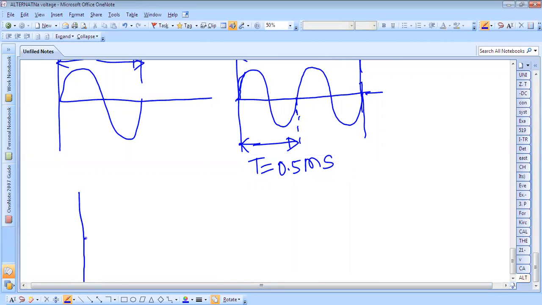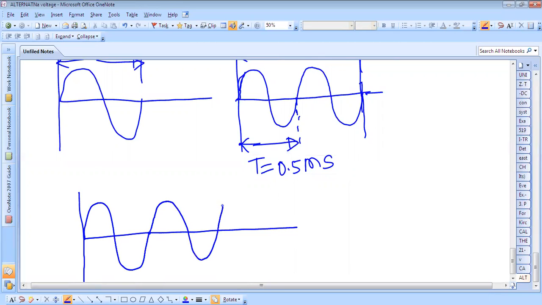Similarly, suppose the waveform is like this: one cycle, another cycle, and so on. So this is the number of cycles that occur in 1 second.